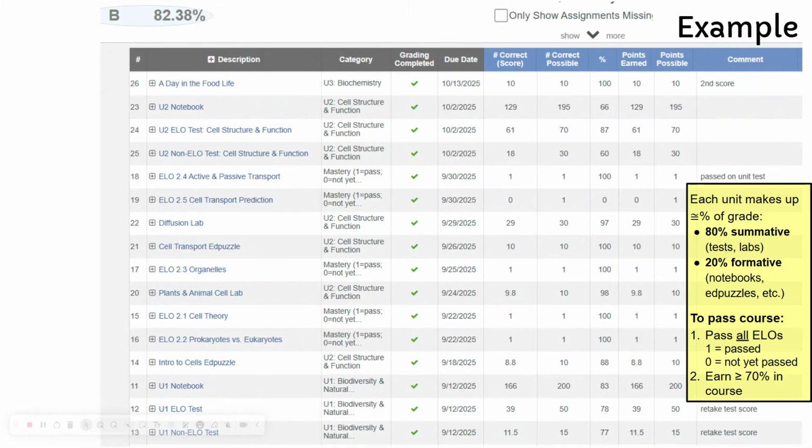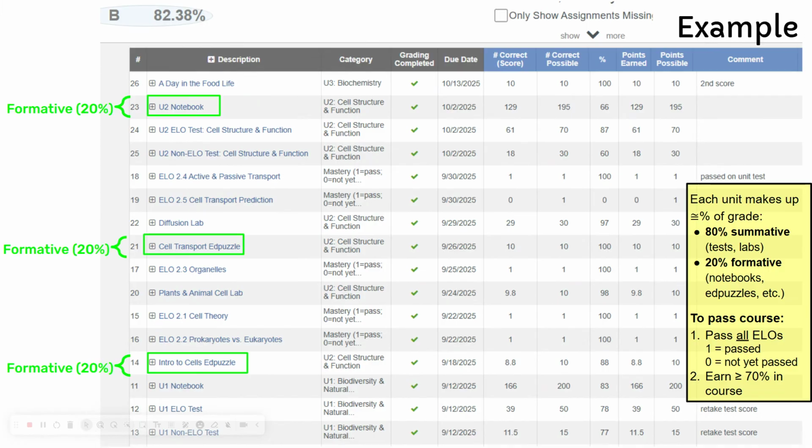Now, to pass the course, the student must complete two things or have two things showing up on their grades. One is that they must pass every ELO, and we'll talk about that, and then they must earn at least a 70% in the course. So let's take a look at some of the students' grades.